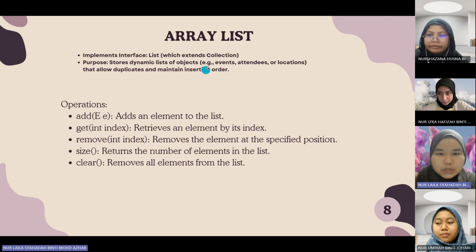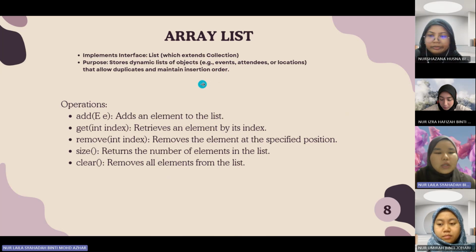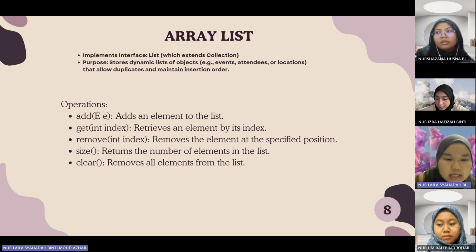So the first one that we chose is ArrayList. It implements the interface List, which extends Collection. The purpose is to store a dynamic list of objects, for example events, attendees, or locations, that allows duplicates and maintains insertion order. The operations are add(E), which adds an element to the list. Next, get(int index), which retrieves an element by its index, and remove, which removes the element at the specified position. Size and clear: size returns the number of elements in the list, and clear removes all elements from the list.